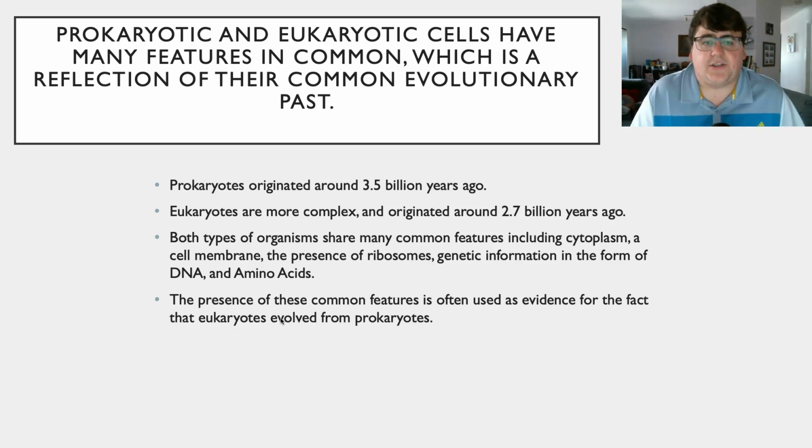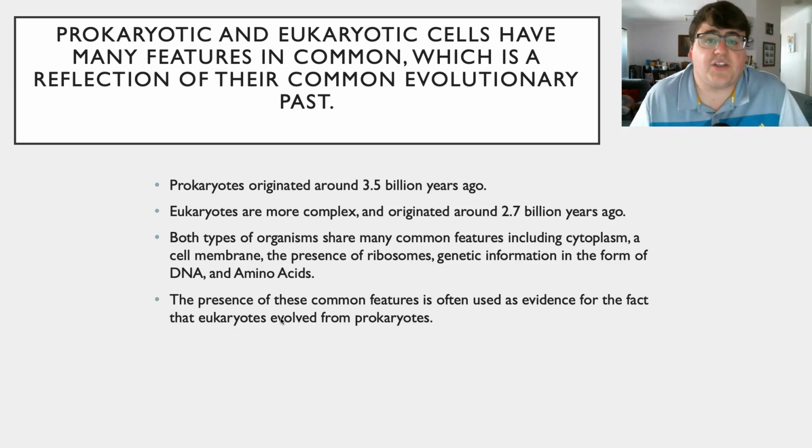What we want to talk about now is just the timelines. First off, prokaryotic cells first originated on Earth around 3.5 billion years ago. Eukaryotic cells, which are much more complex because they've got those membrane-bound organelles, originated around 2.7 billion years ago. So prokaryotes were obviously on Earth first, eukaryotes after. They're more complex and probably evolved from prokaryotes, but they have many common features.